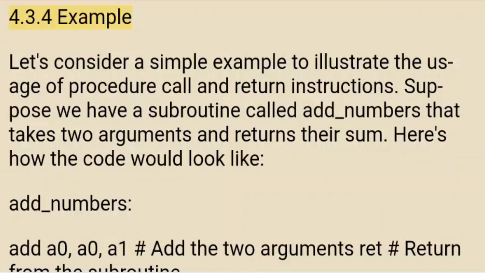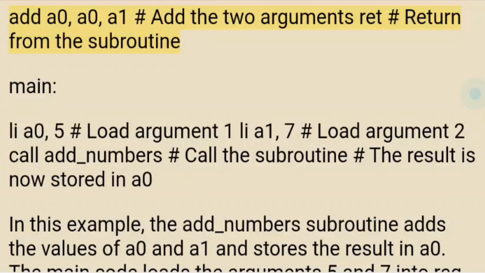4.3.4 Example. Let's consider a simple example to illustrate the usage of procedure call and return instructions. Suppose we have a subroutine called add_numbers that takes two arguments and returns their sum. Here's how the code would look. Add_numbers: add a0, a0, a1 # add the two arguments; ret # return from the subroutine. Main: li a0, 5 # load argument 1; li a1, 7 # load argument 2; call add_numbers # call the subroutine; # the result is now stored in a0.